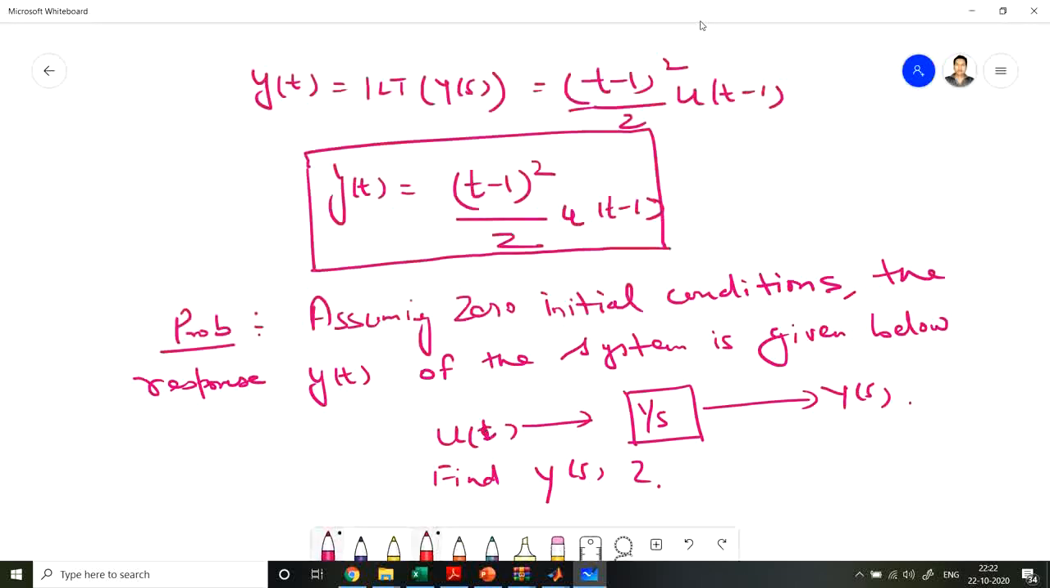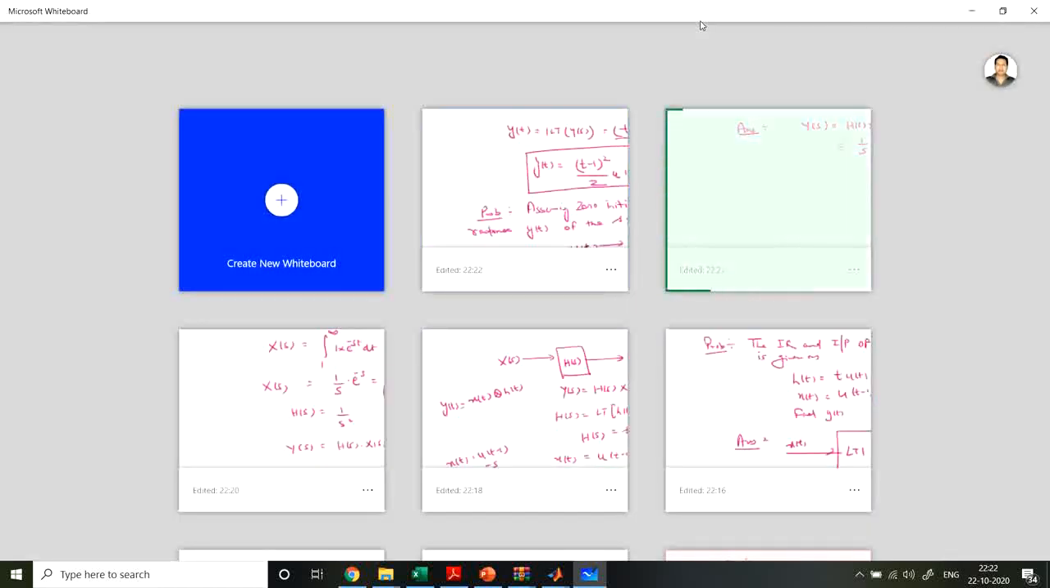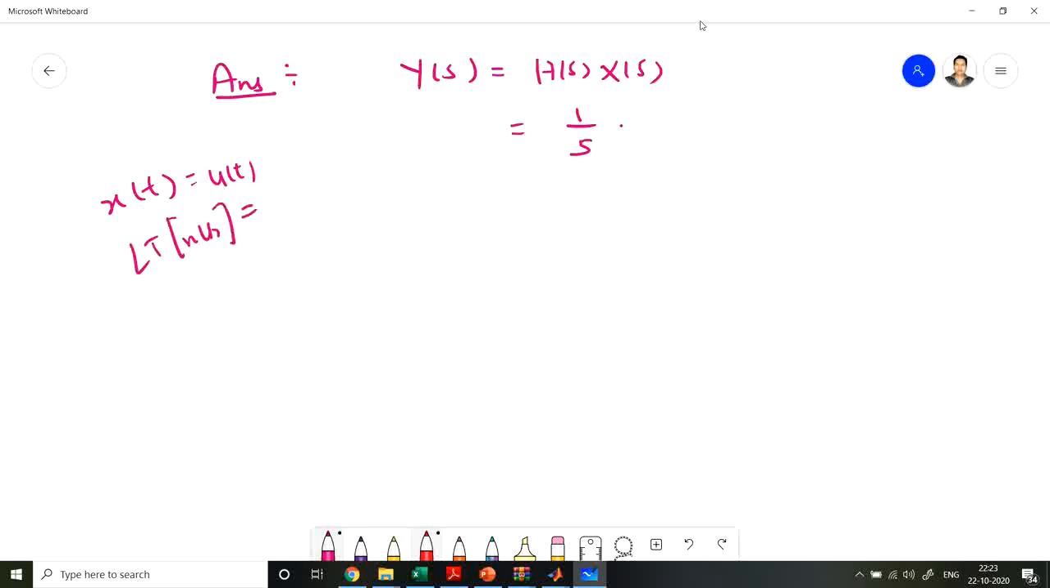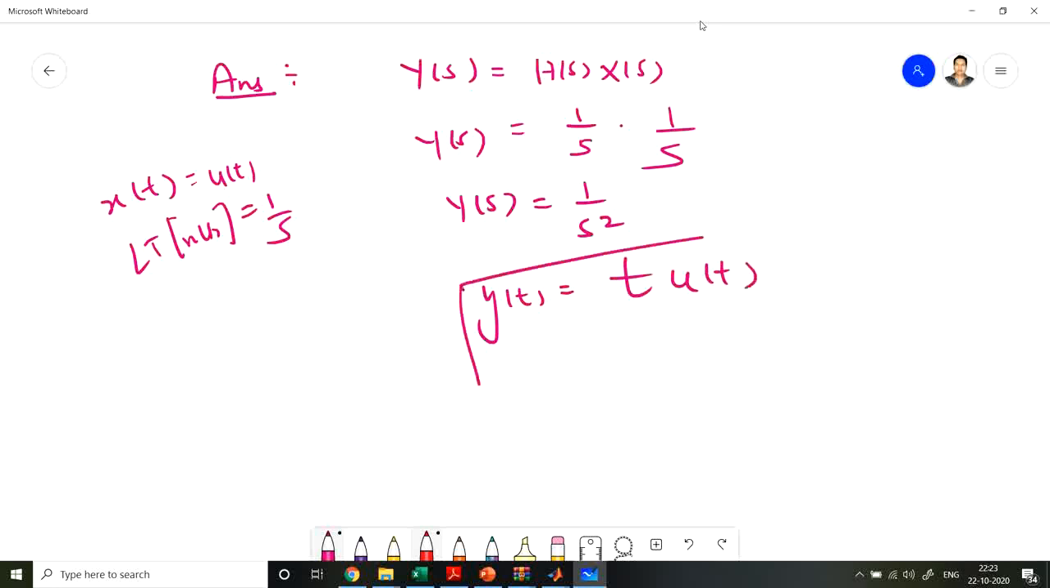It is u(t), the unit step function. So the Laplace transform of u(t) is 1 by s. Basically x(t) is equal to u(t), so the Laplace transform of x(t) is 1 by s. So we have 1 by s multiplied by 1 by s, that is equal to Y(s). So Y(s) is equal to 1 divided by s square, and y(t) is equal to t u(t). So this is our final answer.